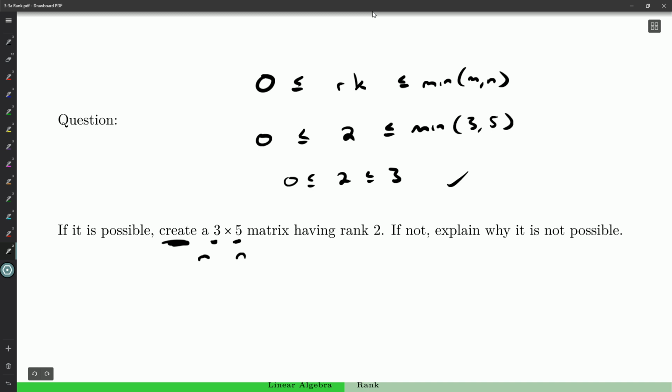And there's an infinite number of matrices we could make that have rank 2. But I find when it comes to making them, it's very easy if I just make a 3 by 5 matrix that's already row reduced. That way I can check, I can count the leading ones and the non-zero rows.